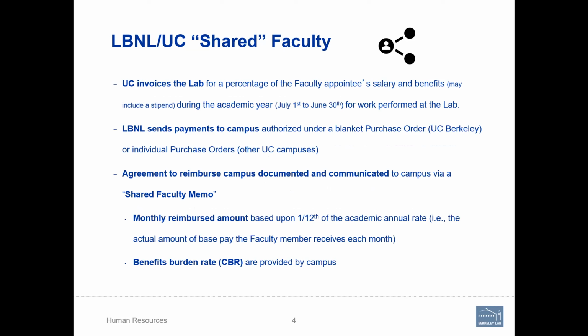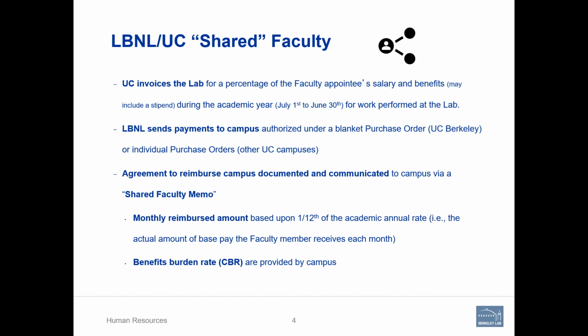A shared faculty arrangement usually happens during the academic year, which is from July 1st to June 30th, which is different than our fiscal year, for work that they perform at the lab. So the lab sends payments to campus, which is authorized under a blanket purchase order and/or individual purchase orders if we have other UC campuses. This is mainly with UC Berkeley. We have a very close relationship with them. The agreement to reimburse campus is documented and communicated via the shared faculty memo.